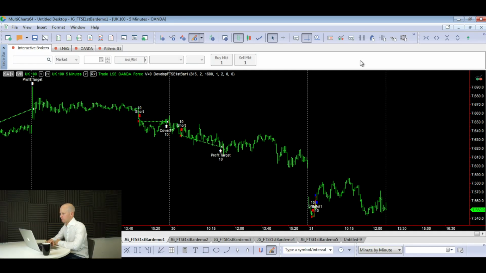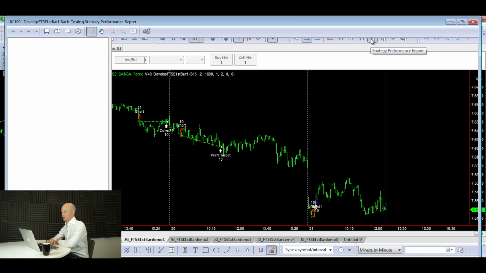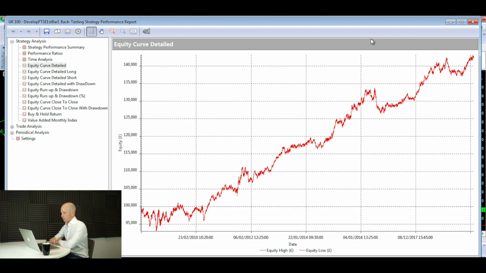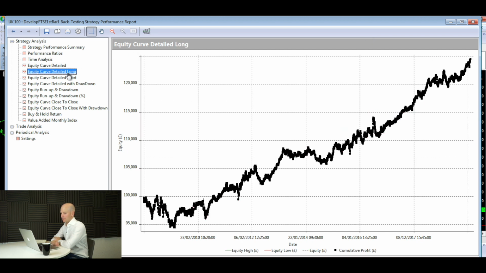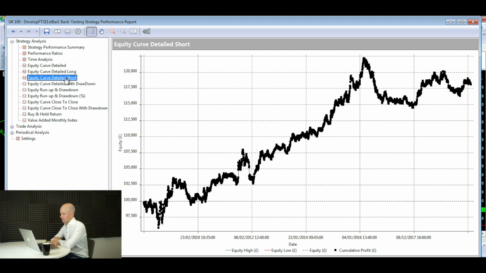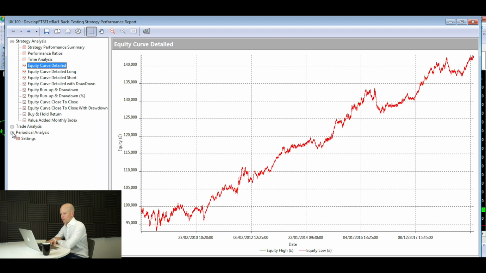So let's have a look at the performance report. We're looking at the equity curve, most importantly, and that's actually a really nice, surprisingly good looking equity curve, isn't it? That's all trades, because we're long and short. That's what the long trades, if we just took the long trades, and that's what the short trades look like. So it's actually pretty good. Look at the period analysis.